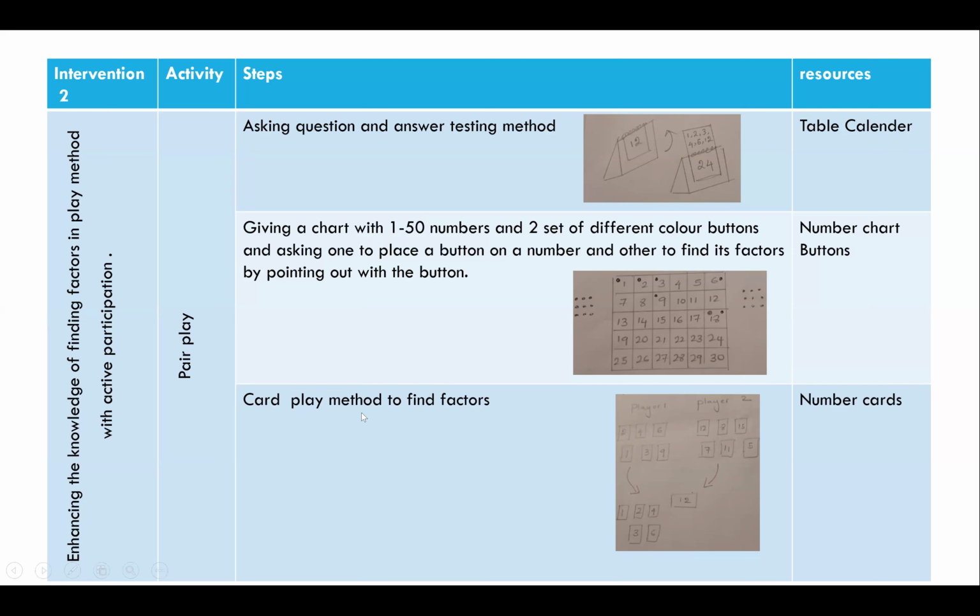And the card play method is there will be 2 players. The one has to put a card with a number, for example 12. If so, the other player will put the factors for that. 12 means 1, 2, 3, 6, 4. These are the factors. This is the pair play method.